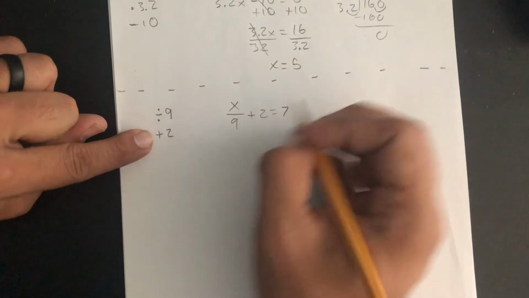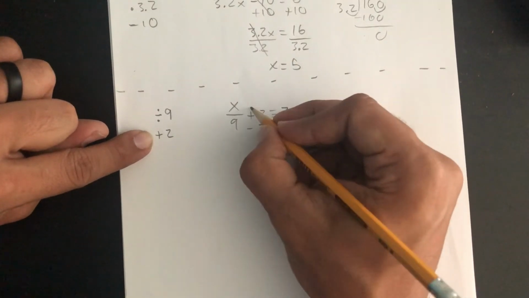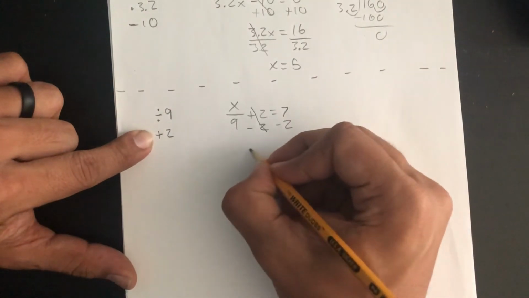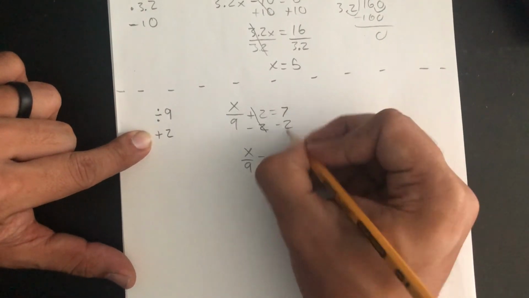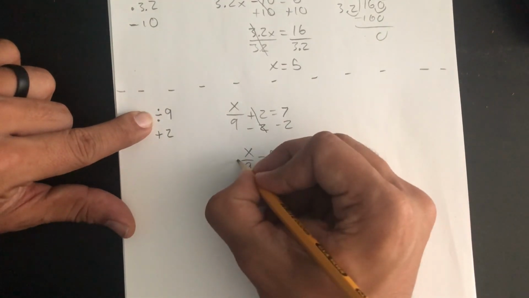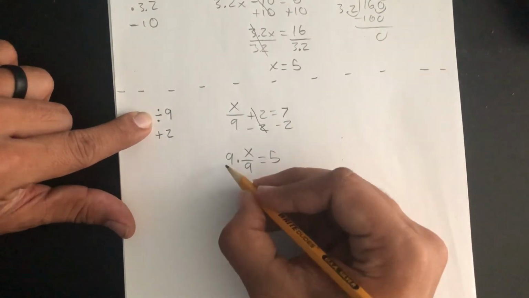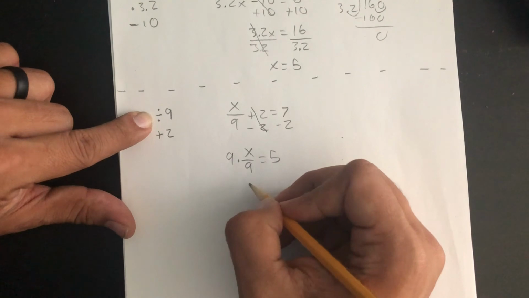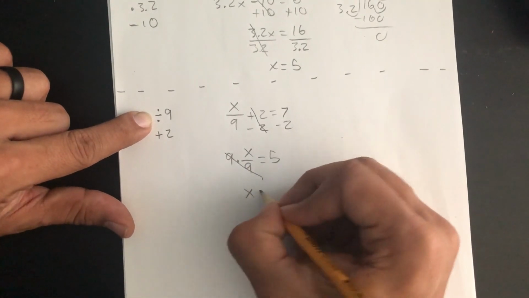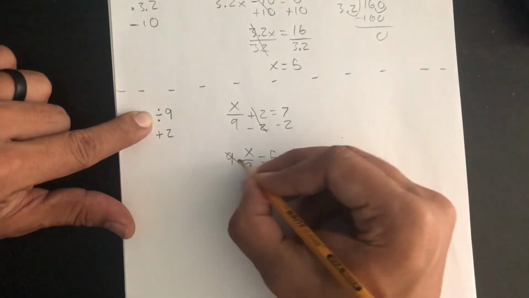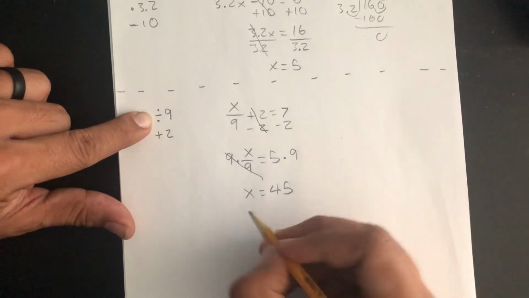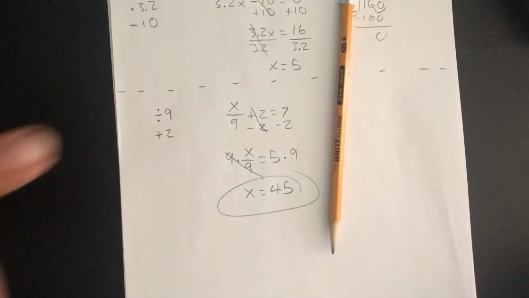So we're getting rid of the plus 2 by doing minus 2. Minus 2, okay? We're left with x over 9 equals 5. What's the opposite of dividing by 9? Multiplying by 9. If I multiply by 9 and divide by 9, it's going to make 1x. So, x. But whatever you do to one side, you have to do to the other. So that'll end up at 45. All right, that's it.